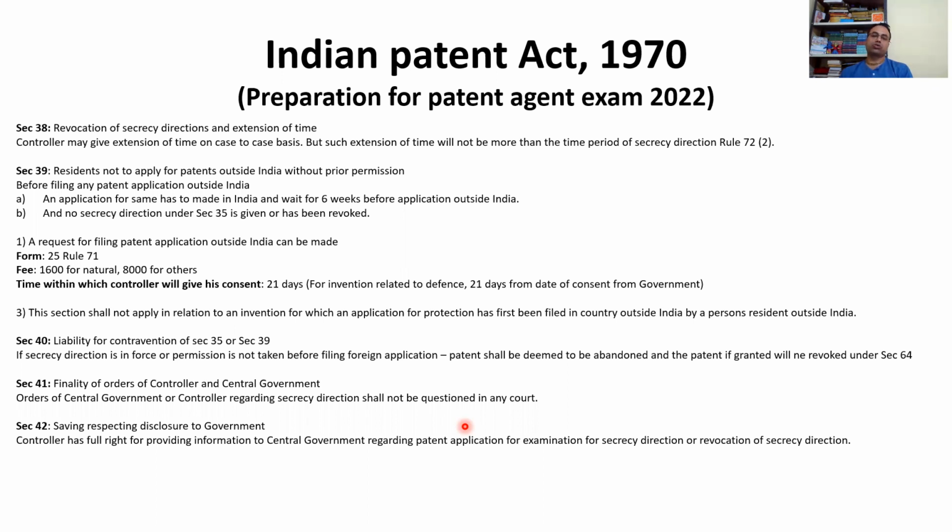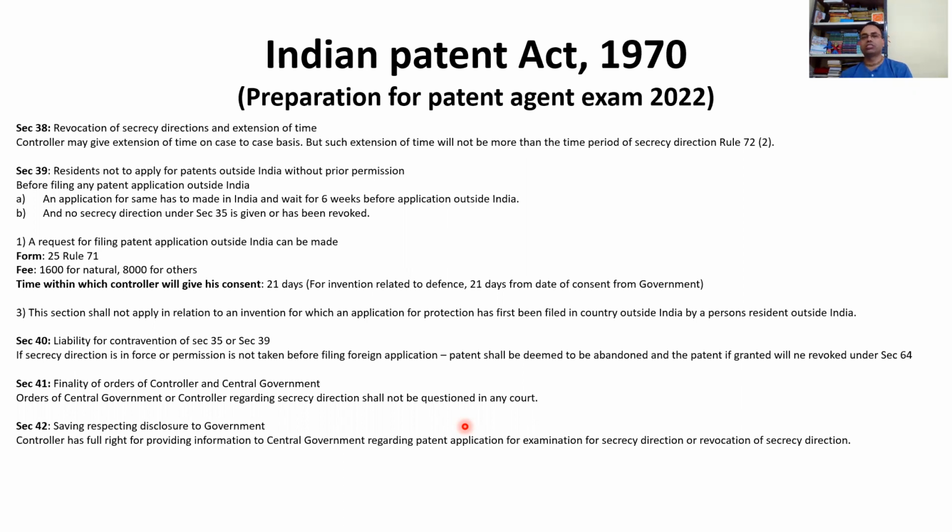So here it says that the controller has full right to provide information to the central government regarding a patent application for examination of secrecy direction or revocation of secrecy direction. So section 42 gives the right to the controller. You cannot go to the controller and say, why did you inform the central government? Who gave you the right to inform the central government? I filed the patent in the patent office. You are the controller. You should process it.